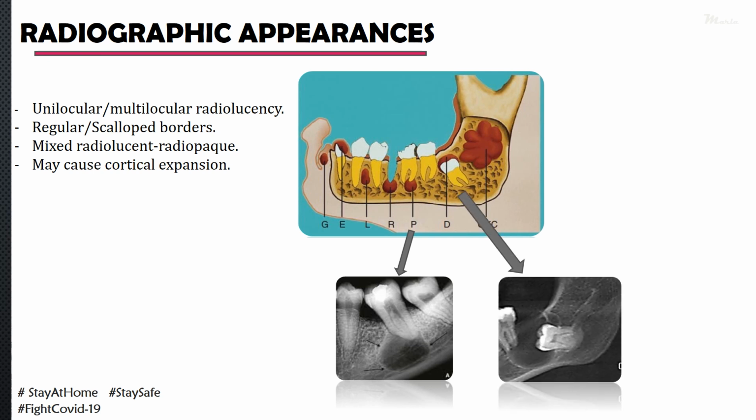Cysts occurring in relation to the crown of an impacted tooth are referred to as dentigerous cyst. As you can see in the IOPA here, there is an impacted 3/8 and a well-defined radiolucency is seen in relation to the crown of 3/8. This is a large radiolucency here, but it is unilocular and well-defined. This is a dentigerous cyst.